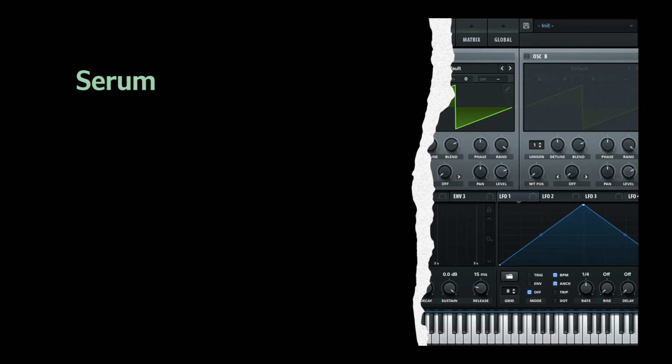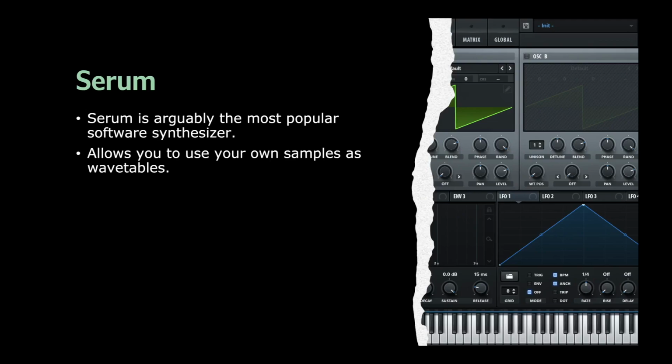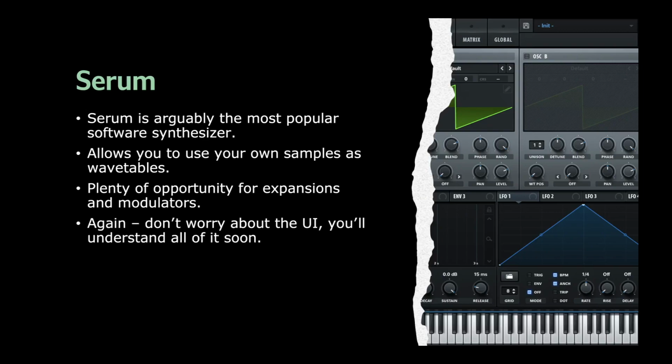Moving on to Serum. So Serum is arguably the most popular software synthesizer. It allows you to use your own samples as wavetables, which means that if you are an avid field recorder, for example, you can use Foley samples to give your sound a little bit more of an edge. Plenty of opportunity for expansions and modulators. So again, if you're not too sure what I mean by any of this, just hang fire. Throughout the course, we'll go over what every single term means. And again, don't worry about the UI, you'll understand all of it soon enough.